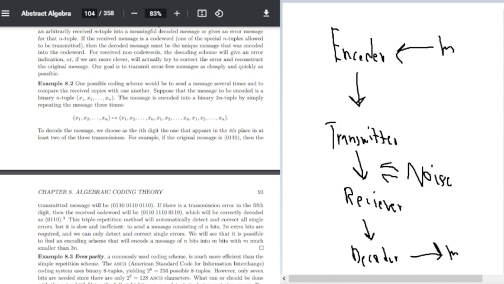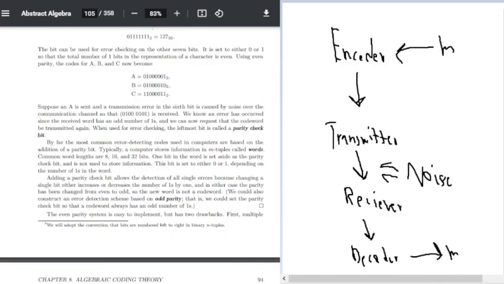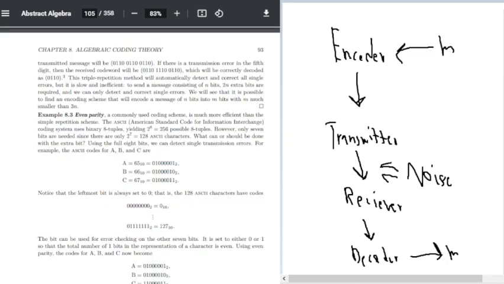For example, if the original message is 0110, then the transmitted message will be 0110, 0110, 0110. If there is a transmission error in the 5th digit, then the received code word would be 0110, 1110. Notice that this 5th digit over here has been swapped from a 0 to a 1. I can't highlight it, but there. Which will be correctly decoded as 0110. Let's also check the footnote. We will adopt the convention that bits are numbered left to right in binary n-tuples.